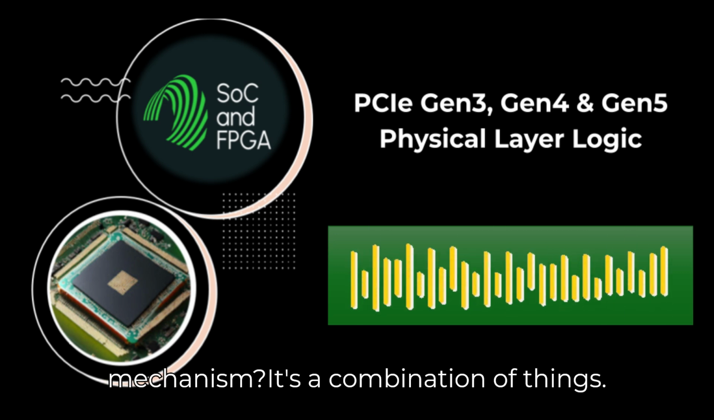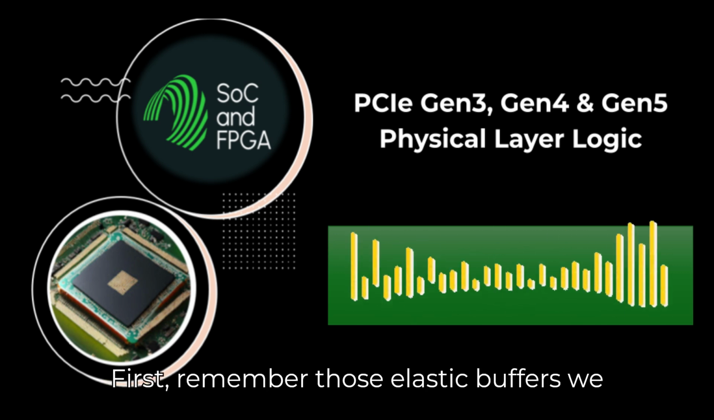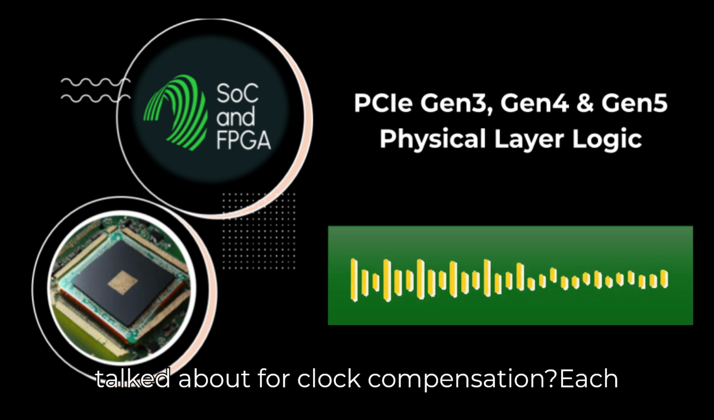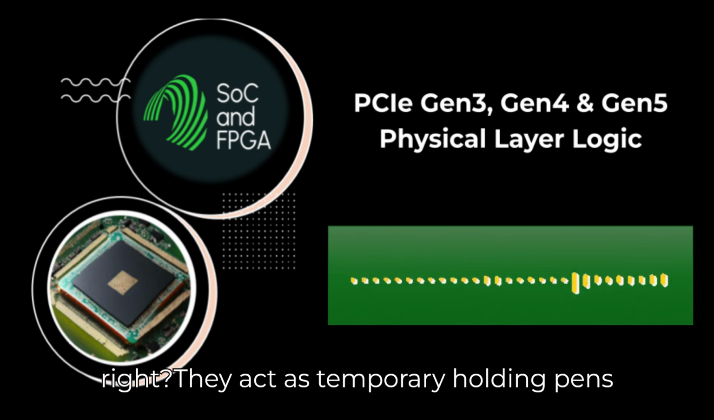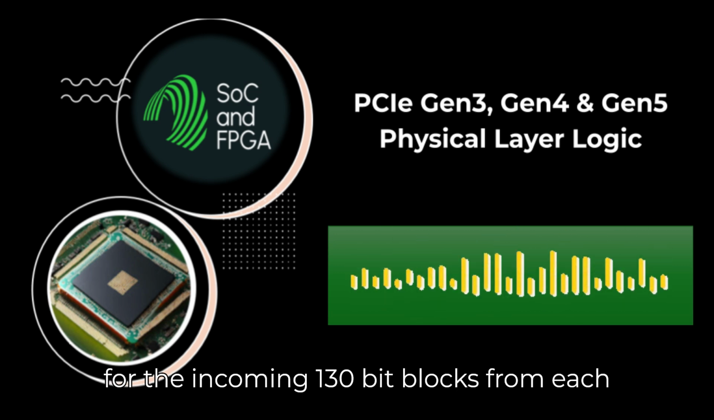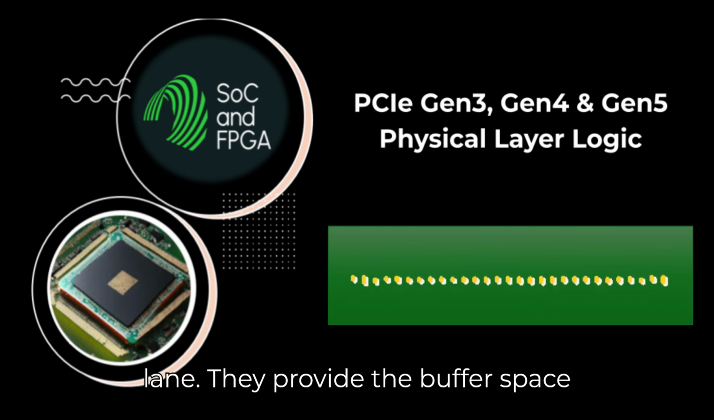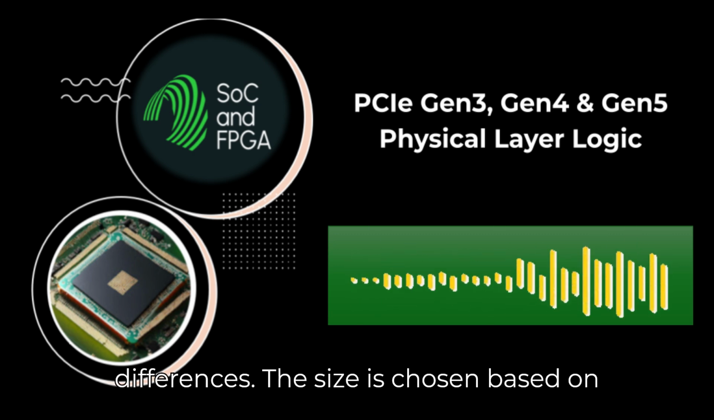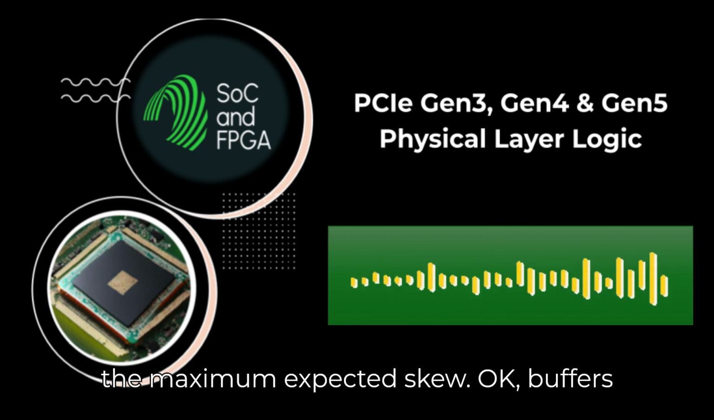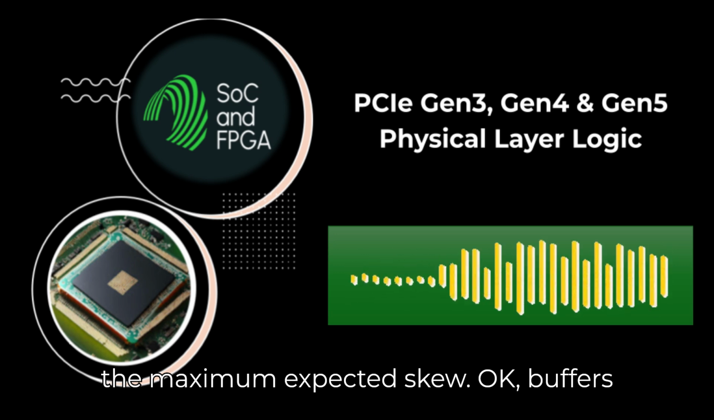What's the mechanism? It's a combination of things. First, remember those elastic buffers we talked about for clock compensation? Each receiver lane has one. The little FIFOs? Right. They act as temporary holding pens for the incoming 130-bit blocks from each lane. They provide the buffer space needed to absorb those arrival time differences. The size is chosen based on the maximum expected skew. Okay, buffers give some slack.